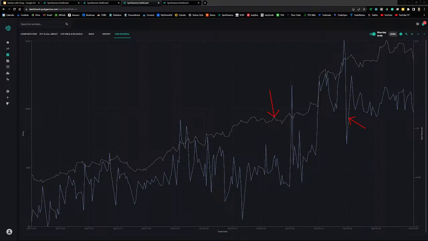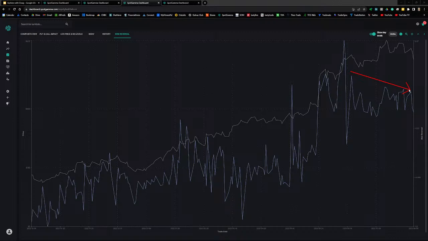So what this chart is showing is in the last couple of months, this risk reversal chart has generally been dropping lower, indicating the implied volatility for a call versus a put has been decreasing. So the demand for calls has been decreasing. The price of the calls has been decreasing.